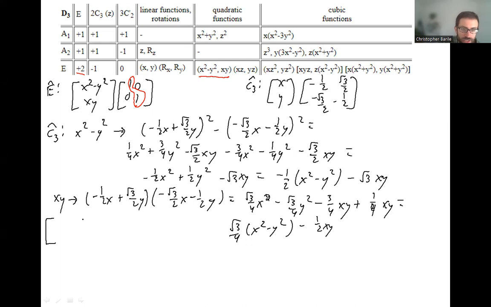Now we can write our 2x2 matrix showing how this all works. And so we have x squared minus y squared and xy. And there's a 2x2 matrix here that we're not equals, that we're just multiplying by. And what is that? Well, for x squared minus y squared, it went into negative 1/2 times x squared minus y squared and negative root 3. That's the off-diagonal component. For xy, it went into root 3 over 4 and negative 1/2.